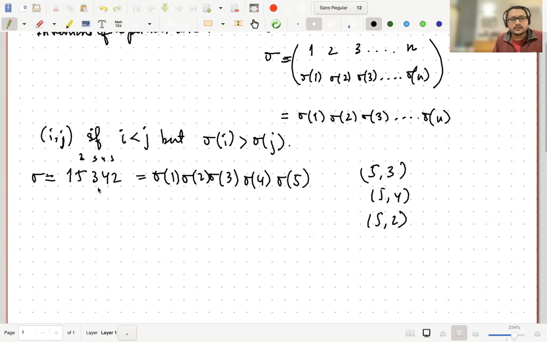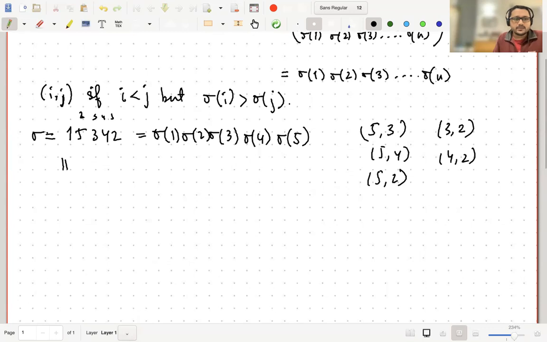Then if we look at 3, there is only one inversion, 3 and 2, because 3, 4 is not an inversion since sigma i is less than sigma j in that case. Again, the last pair, 4, 2, is an inversion because 4 is bigger than 2. So in total, there are 5 inversions, and we'll write this as the number of inversions in sigma equal to 5.